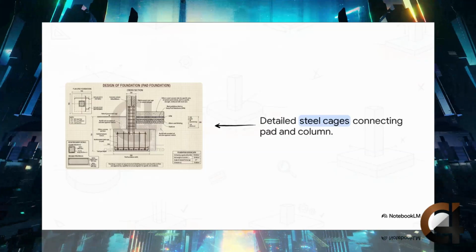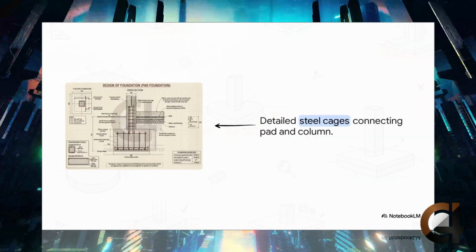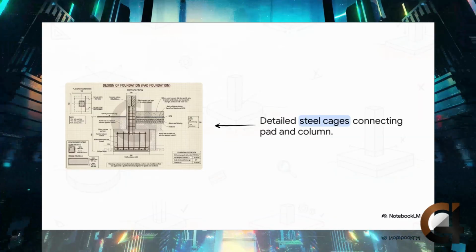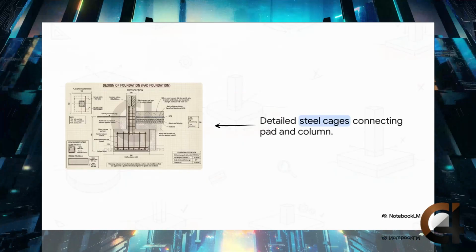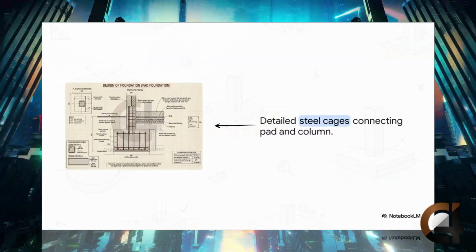So by embedding these steel cages within both the pad and the column, and crucially having them overlap and lock together, the structure gains immense strength. It prevents a catastrophic structural failure by ensuring the column doesn't just snap off the base under those heavy loads.